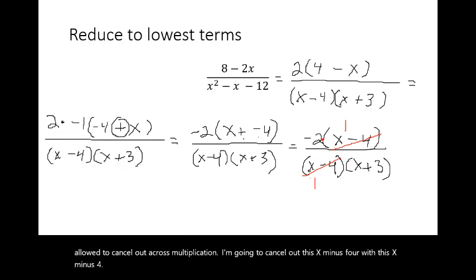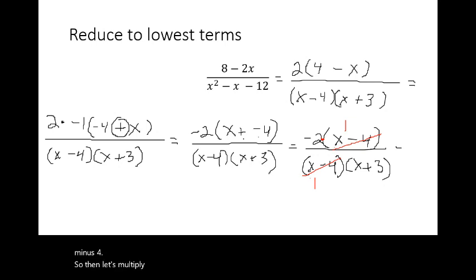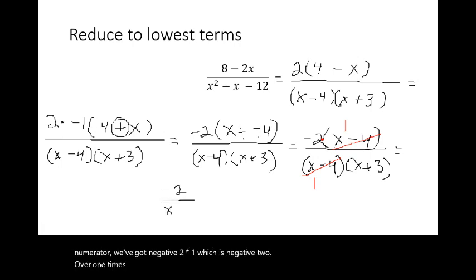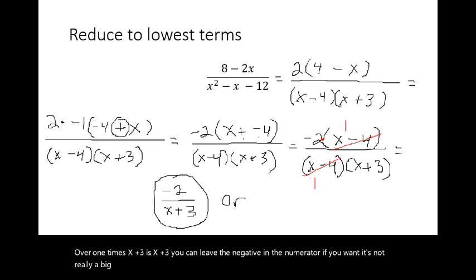So then let's multiply what's left over in the numerators and the denominators. So in the numerator, we've got negative 2 times 1, which is negative 2. Over 1 times x plus 3 is x plus 3. You can leave the negative in the numerator if you want. It's not really a big deal. Another way that you could write this is you could put the negative off to the side, so you can write this as negative 2 over x plus 3.